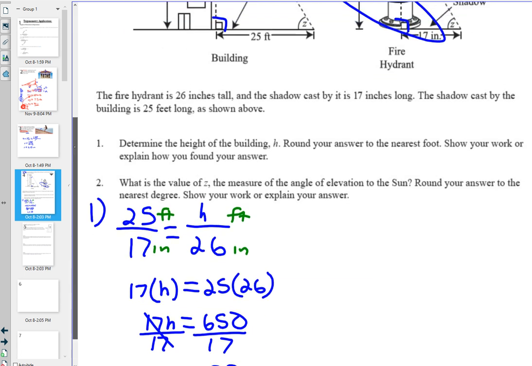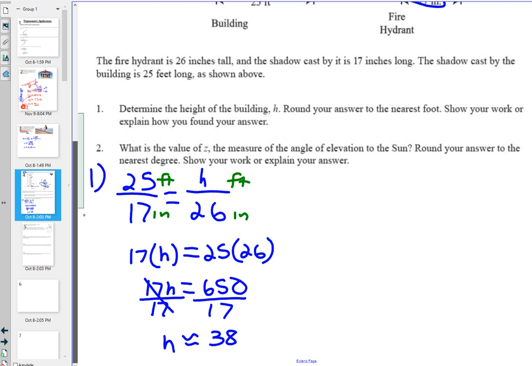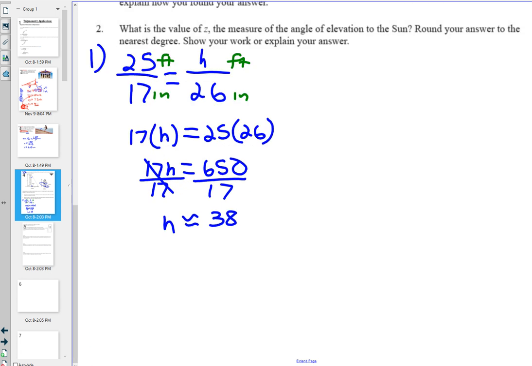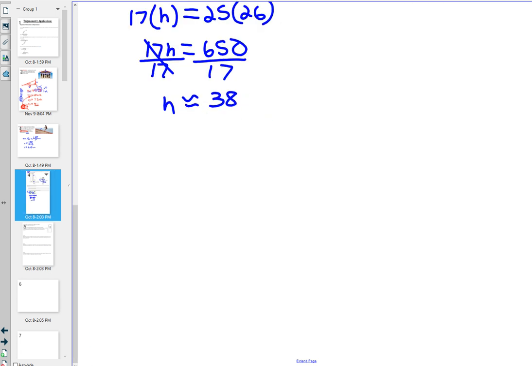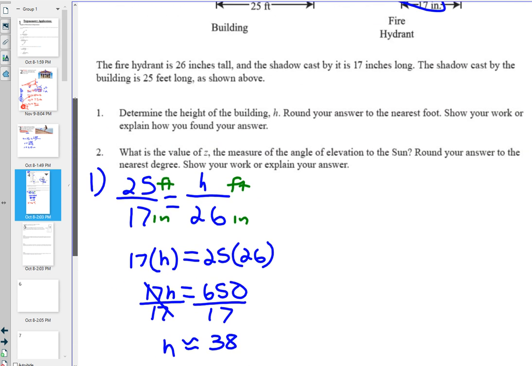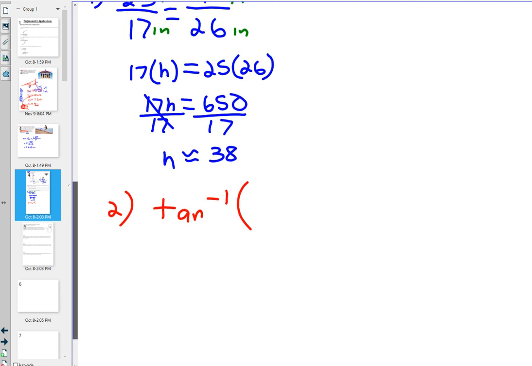I would go with the ones that I know are exact, which are 15, 17, and 26. And so let's see. Number 2 is going to be inverse tangent. And the opposite was the 26 or the 17? 26. So tangent is opposite over adjacent. So what is the inverse tangent of?